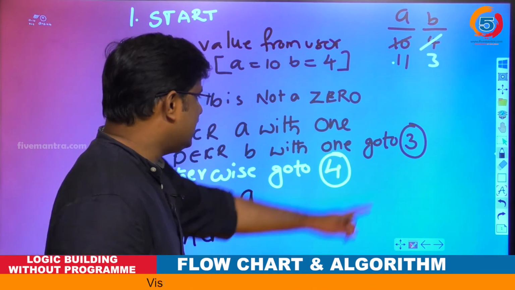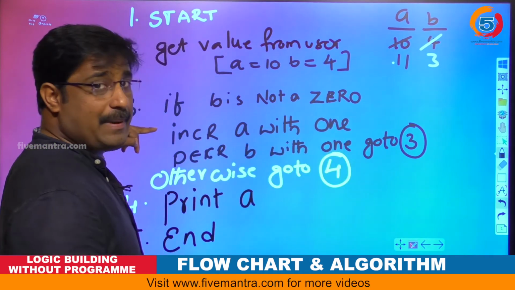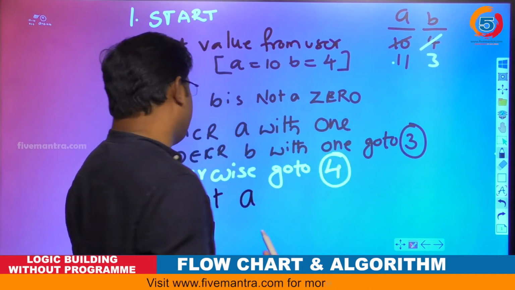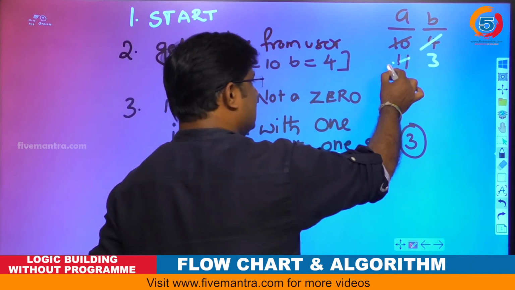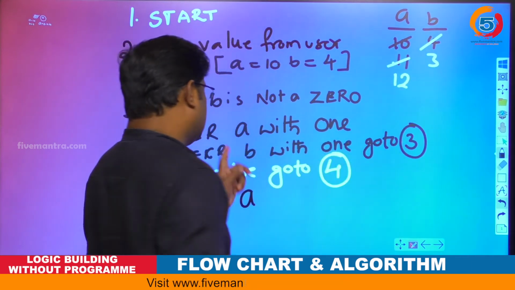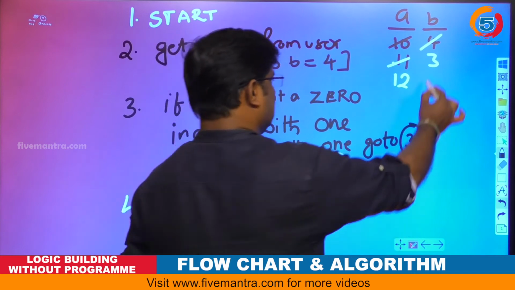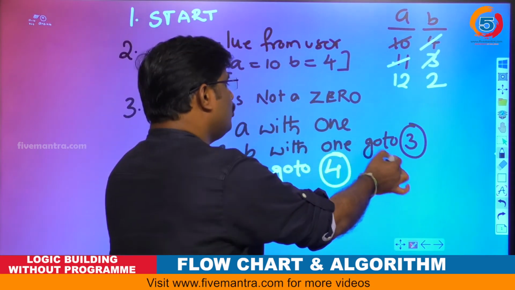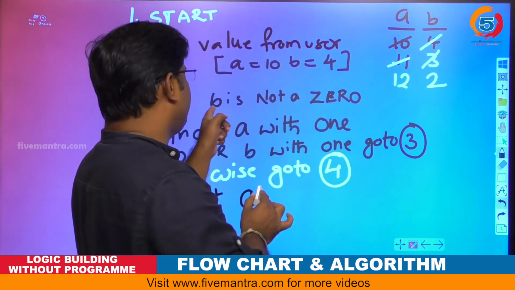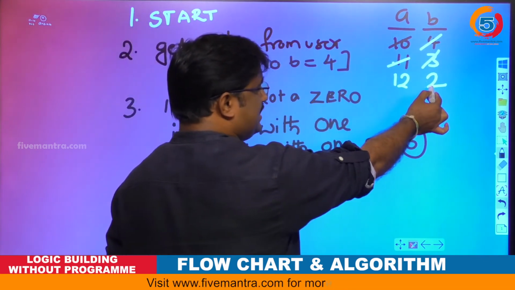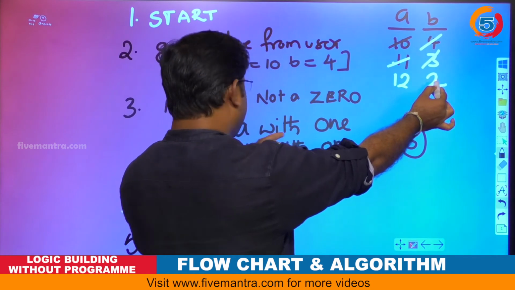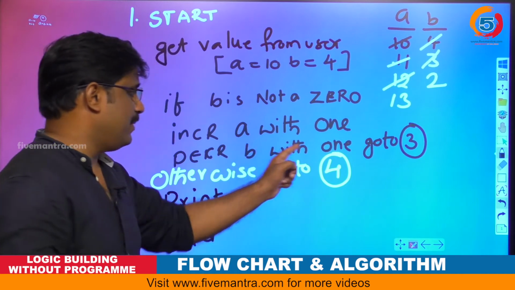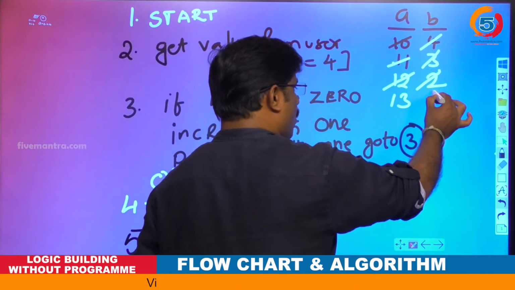Next, if you see that, go to 3. Once again, same step I have to execute. If b is not a 0, yes, once again b is not a 0, increment a with the 1. Right, that is a 12. And decrement b with the 1, that is 2. And the next one is go to 3. Once again, if b is not a 0, yes, b is not a 0. Increment a with the 1, that is the 12 value will be the 13, and decrement b with the 1, that is the 2 value will be the 1.